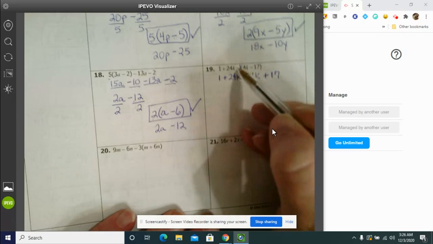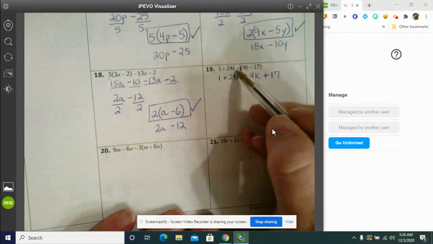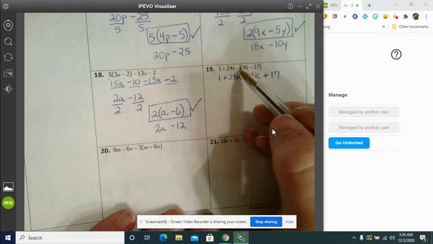So you have to be careful. If there's that subtraction sign out there in front of parentheses, it means that you have to distribute a negative 1.